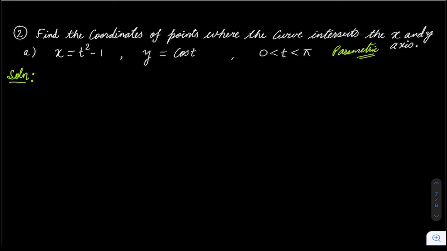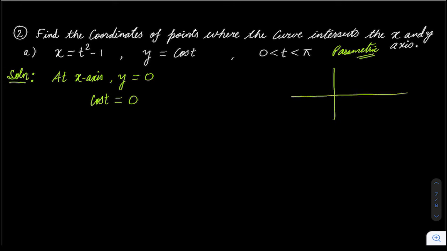We know that at the x-axis, my y coordinate should be 0. So if my y is 0, it means cos t should be 0. And when is cos t 0? You can draw the graph also. Some students just remember this also. This is my cos graph.